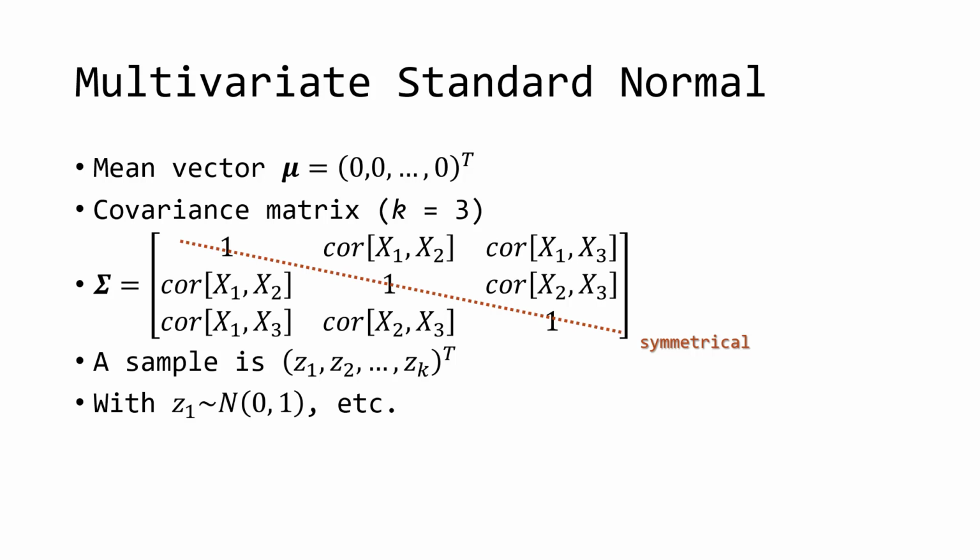The covariance matrix of the multivariate standard normal has 1s down the diagonal because each of the variables has a variance of 1. The off-diagonals are the correlation between each of the variables instead of the covariance. The covariance matrix of a multivariate standard normal is also sometimes called a correlation matrix. A sample from the multivariate standard normal distribution is a k-length vector of standard normal variates. Across a large number of samples, the correlation structure of this distribution becomes apparent.